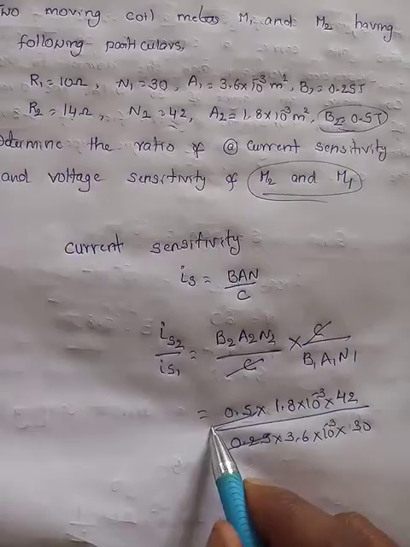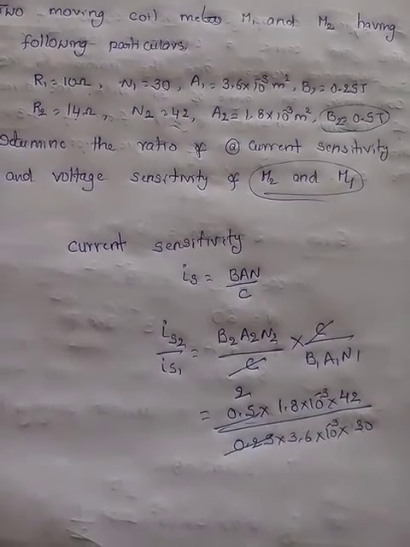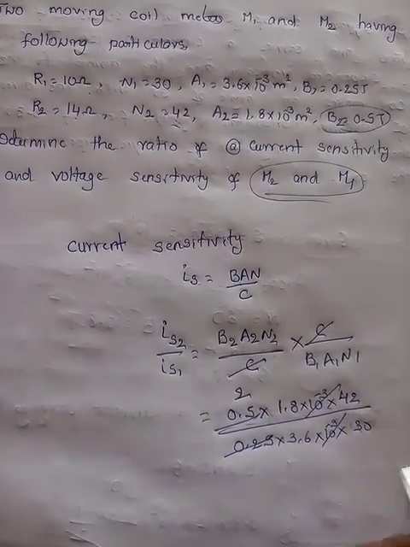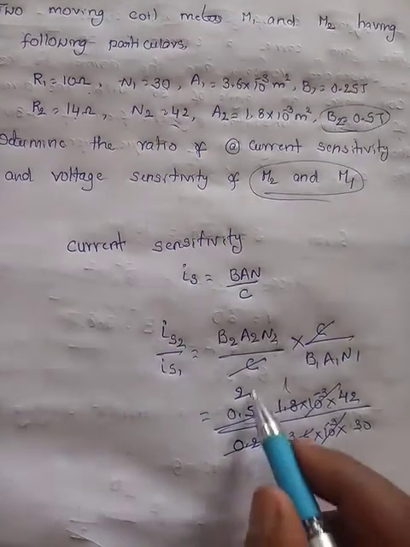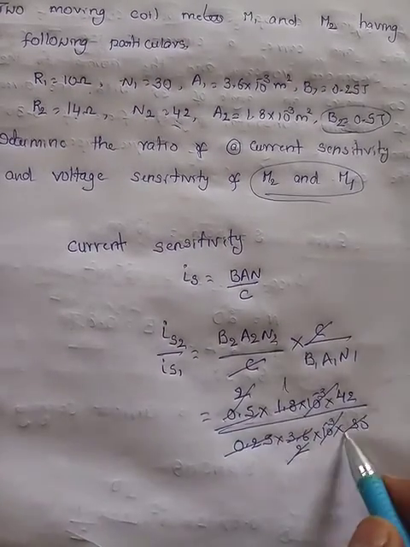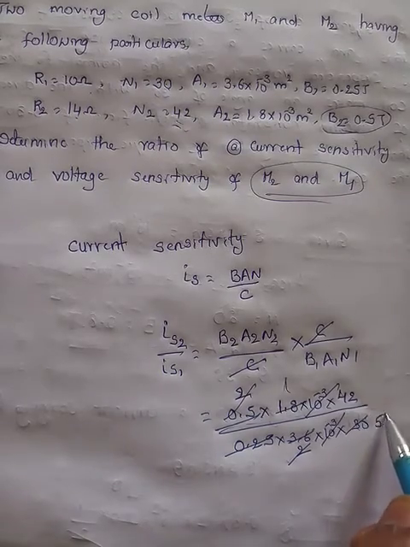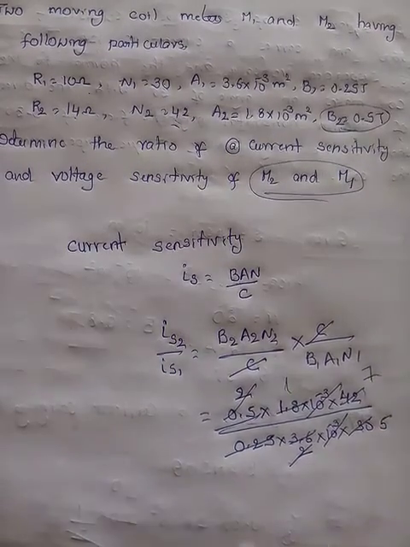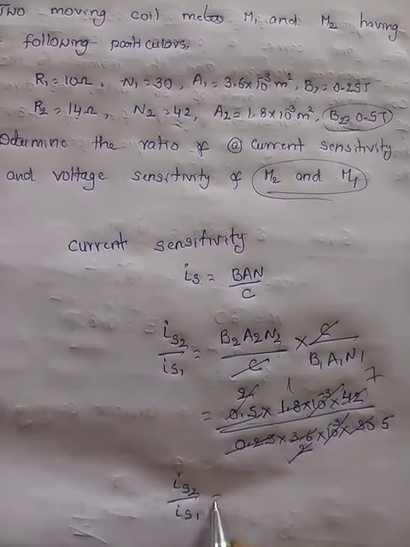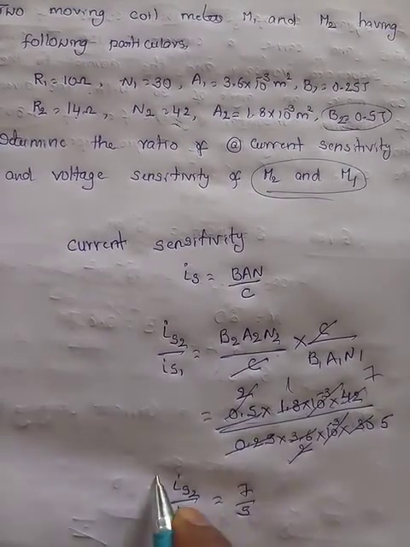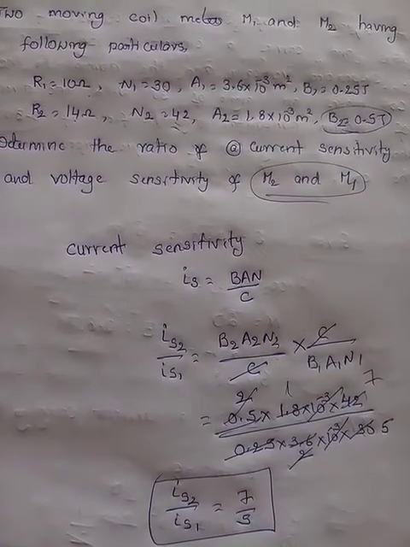So 0.25 ones are 0.25, twos are 0.5. 10 raised to minus 3, 10 raised to minus 3 cancel. 1.8 ones are 1.8, twos are 3.6. This 2 and this 2 again cancel. 6 5s are 30, 6 7s are 42. So what can you write here? IS2 by IS1 is equal to 7 by 5. That is the current sensitivity.